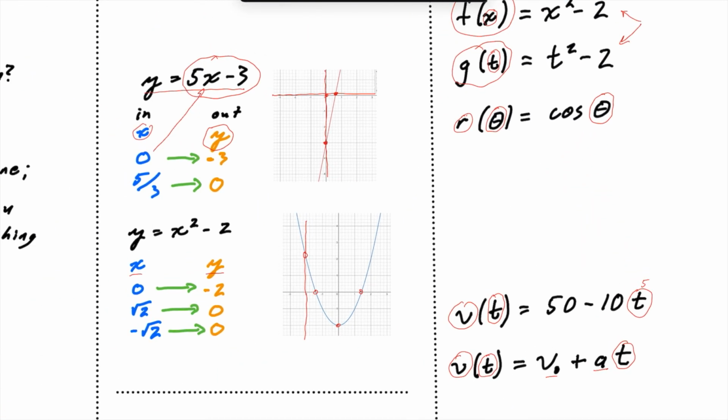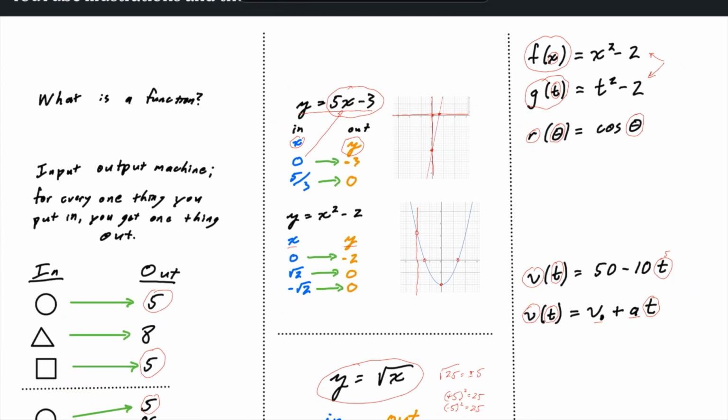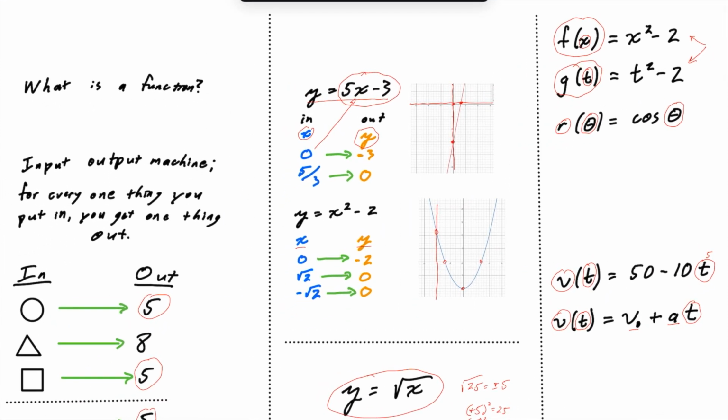And so that's a summary, a basic introduction to functions. Again, the key thing I really want you to remember is that it's just an input-output machine. For every one thing you put in, you get only one thing out. And that's what makes something a function.